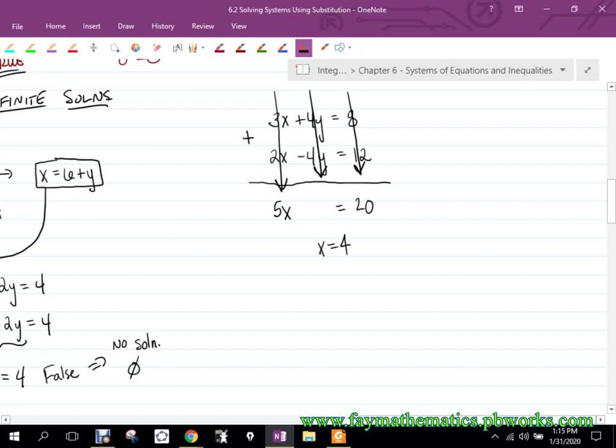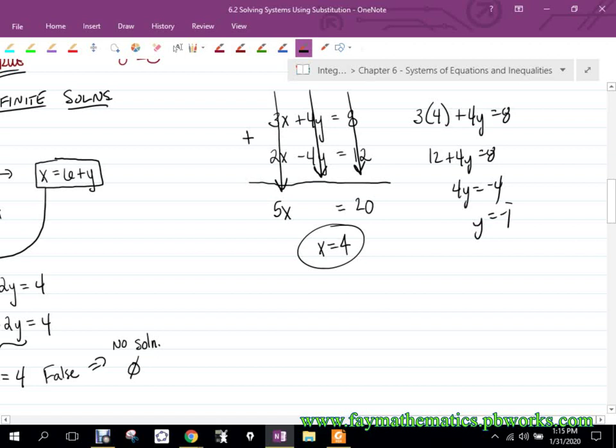So x is 4. If I were to graph these, they're going to intersect at an x value of 4. Now the only thing is, I have to plug that back into one of these equations. It doesn't matter, so I'm going to go to the top one. I get 12 plus 4y equals 8. Subtract 12, get 4y equals negative 4. y will be negative 1. And that is a process that we'll spend a lot of time on Monday, Tuesday, and Wednesday next week, deciphering and working through.